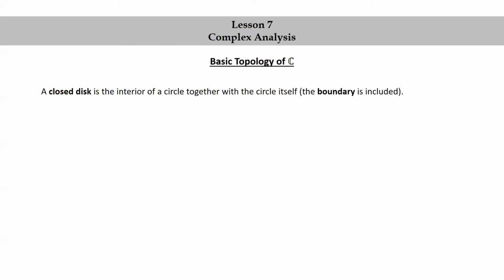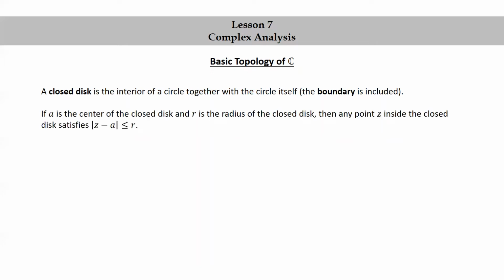A closed disk is the interior of a circle together with the circle itself. In other words, the boundary is included. If A is the center of the closed disk and R is the radius of the closed disk, then any point Z inside the closed disk satisfies the absolute value of Z minus A is less than or equal to R. Let's look at an example.